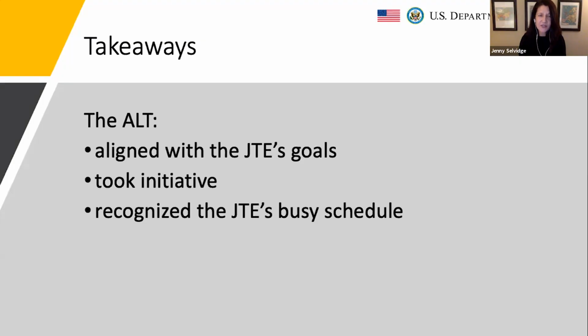So some takeaways from this comment. The ALT aligned with the JTE's goals. So the JTE has goals and the ALT came alongside that. The ALT took initiative. She saw something that she could do and she went ahead and did it. You have to do it appropriately. You don't want to overstep, but she went ahead and did what she thought she could to help.